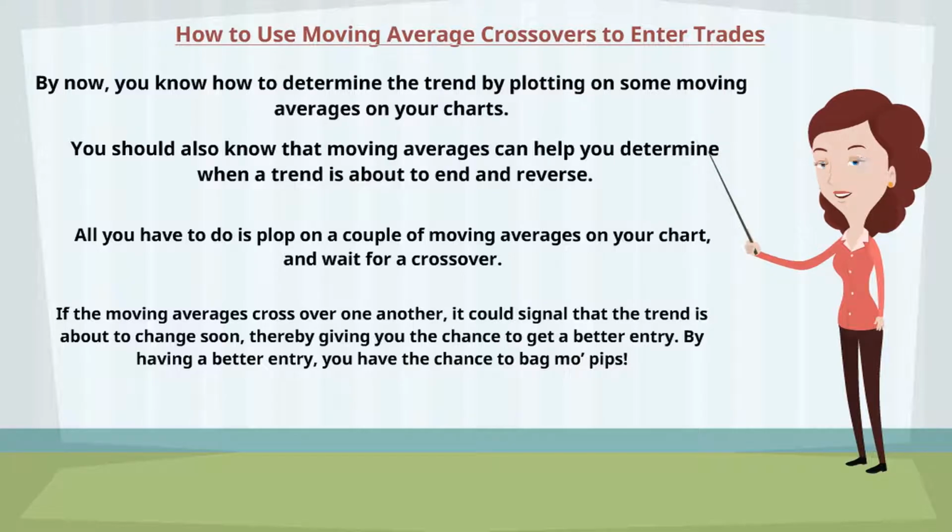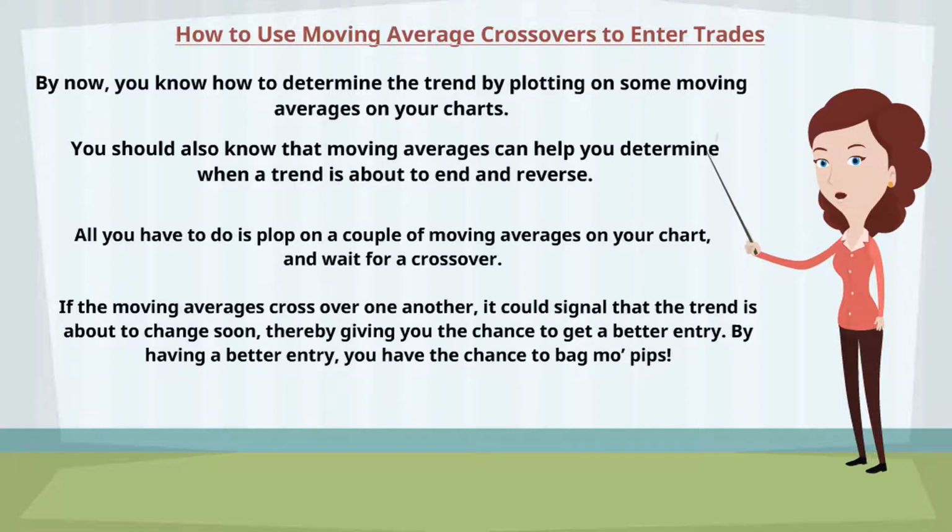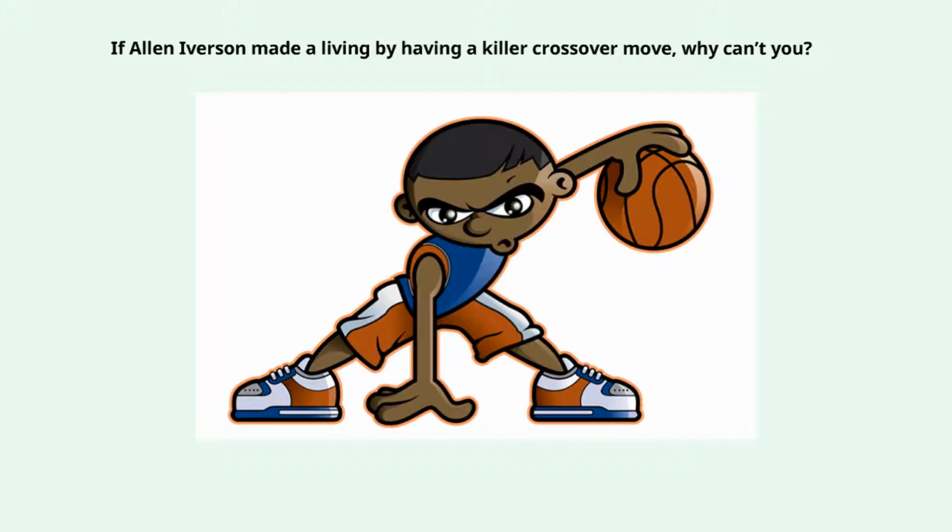Let's discuss another topic: how to use moving average crossovers to enter trades. By now, you know how to determine the trend by plotting some moving averages on your charts. You should also know that moving averages can help you determine when a trend is about to end or reverse. All you have to do is plop a couple of moving averages on your chart and wait for a crossover. If the moving averages cross over one another, it could signal that the trend is about to change soon, thereby giving you the chance to get a better entry. By having a better entry, you have the chance to bag more pips. If Allen Iverson made a living by having a killer crossover move, why can't you?